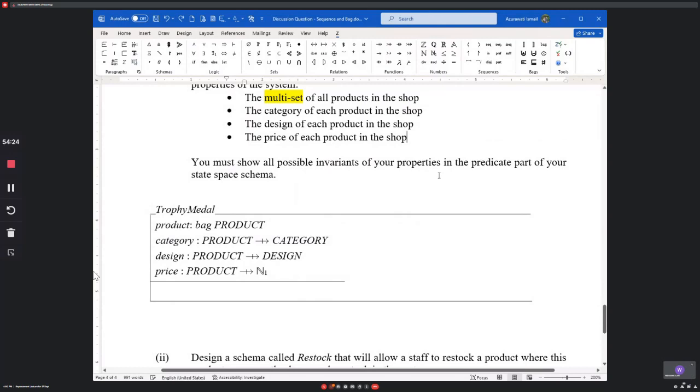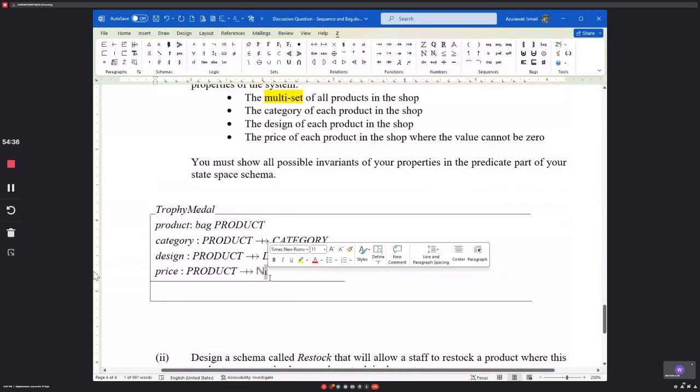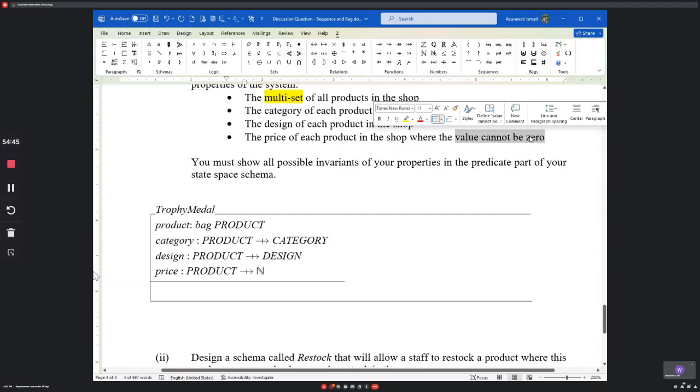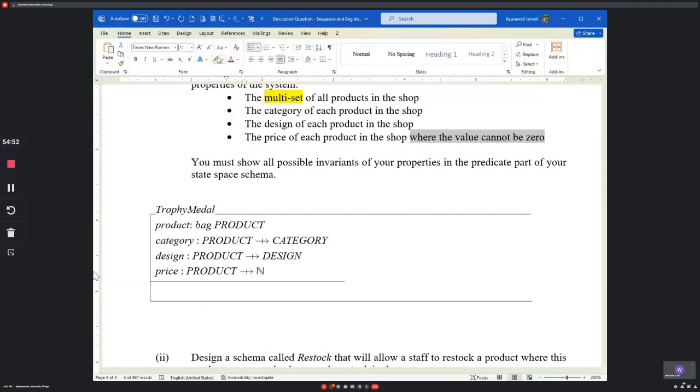If the question says that the value cannot be zero, for example, then you must do N1 here. But if let's say you still use N, then inside here you have to do something to show that it cannot be zero. So it's up to how you want to answer the question. Assuming that I add this in the question, I put N here.